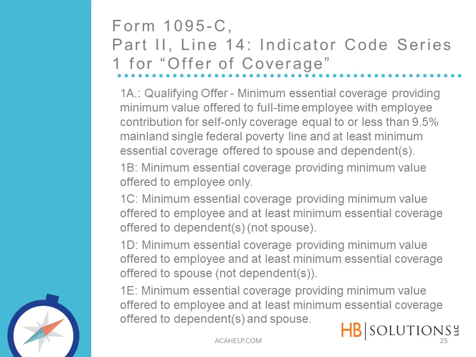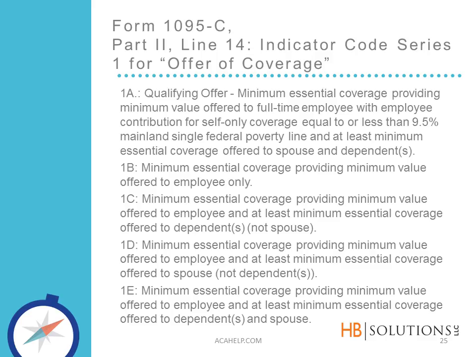First, you have code 1A, which is the qualifying offer, which is a minimum essential coverage providing minimum value that was offered to a full-time employee and the employee contribution for self-only coverage was equal to or less than 9.5% of mainland single federal poverty line and at least minimum essential coverage offered to the spouse and dependents. So what you need to know about this one is that it's incredibly rare for it to apply because it requires single-only coverage to cost less than $100 per month.